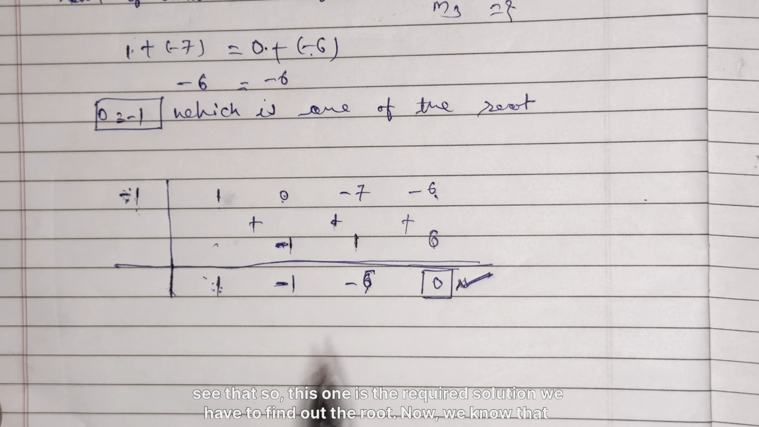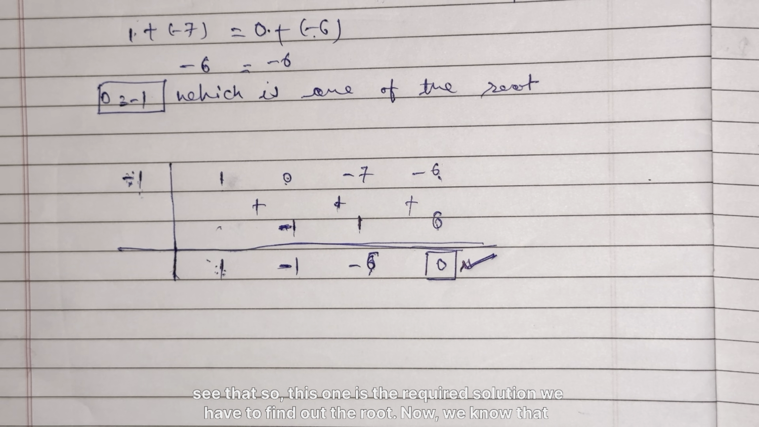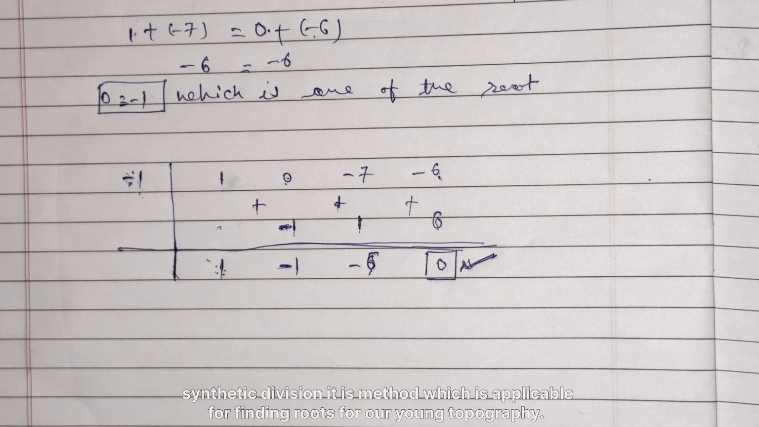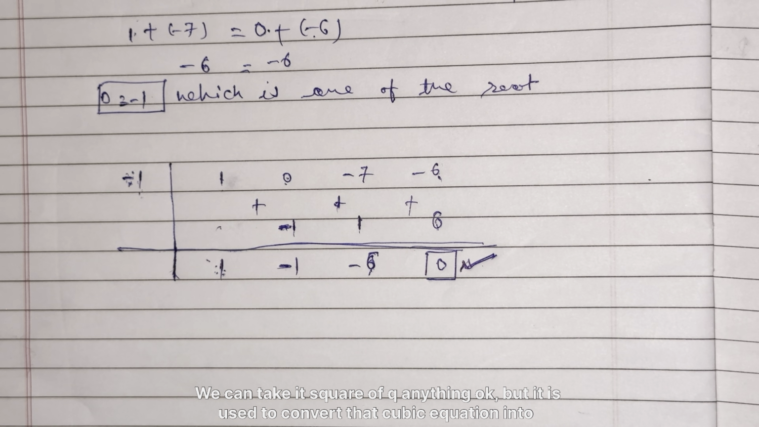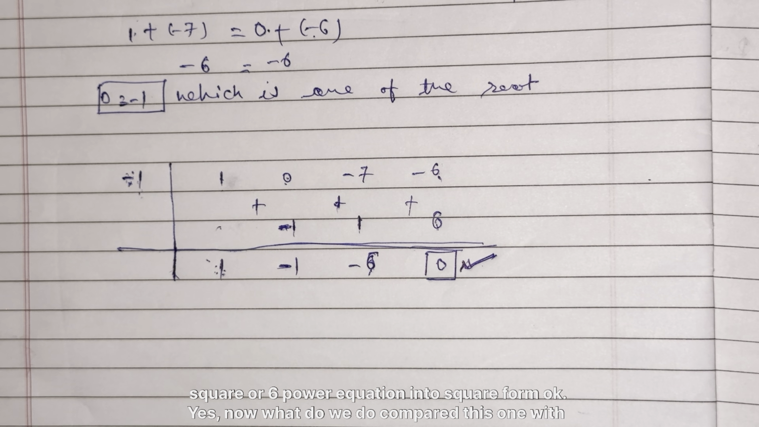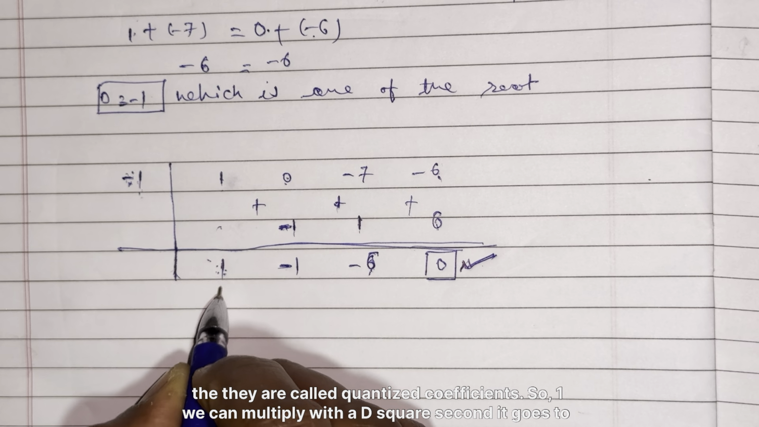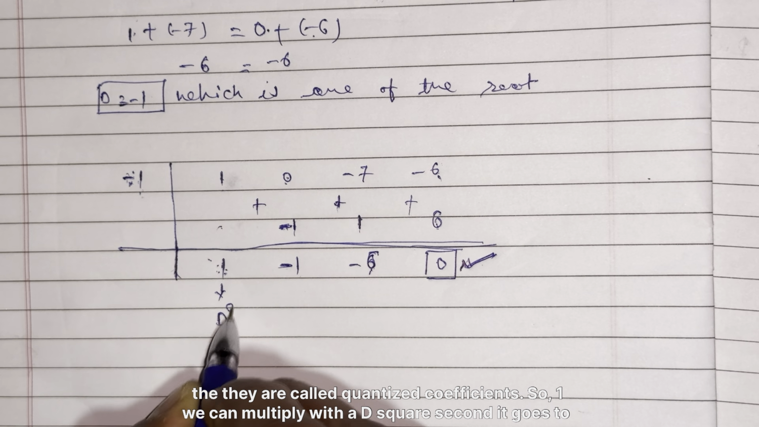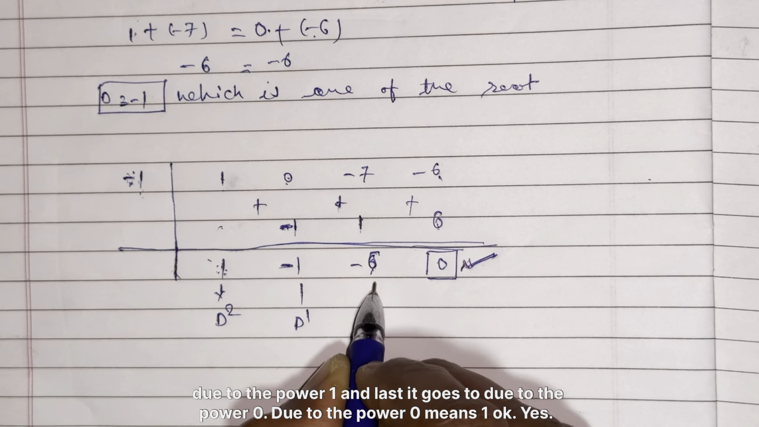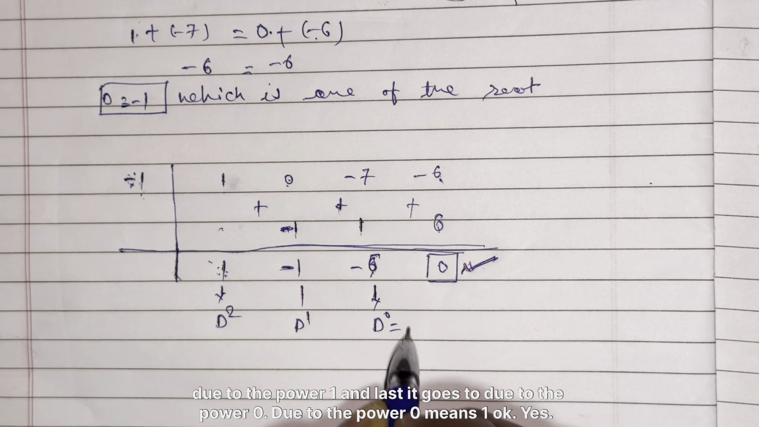Now see, this one is the required solution. We have to find the roots. Synthetic division is a method applicable for finding roots for an nth power equation. We can take square, cube, anything. It is used to convert a cubic equation into a square equation, or a sixth power equation into square form. Now compare this with the coefficients: 1 multiplies d square, second goes to d to the power 1, and last goes to d to the power 0. D to the power 0 means 1.